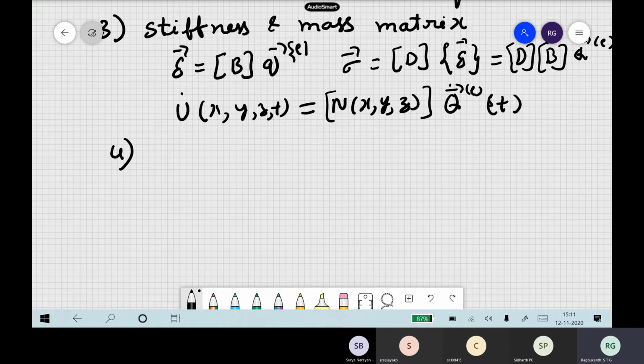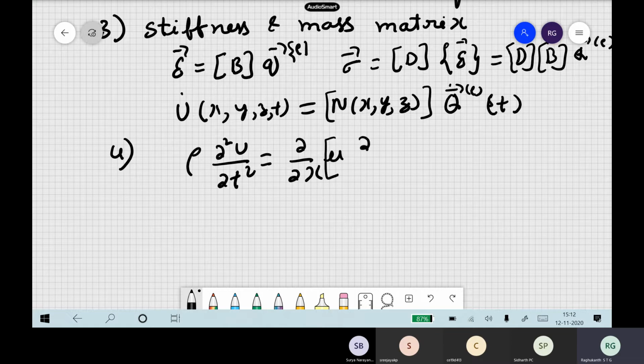What did we do for wave equations? We wrote that equation: rho times d²u/dt² equals d/dx of (mu du/dx) plus f(x, t). How did we arrive at the stiffness matrix and mass matrix? This was our equation, right?